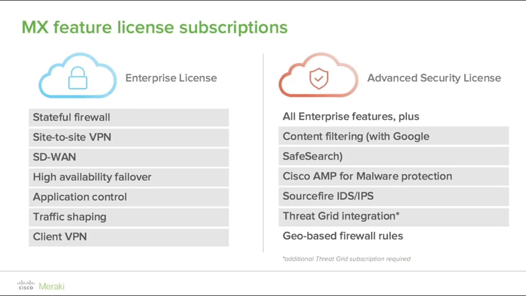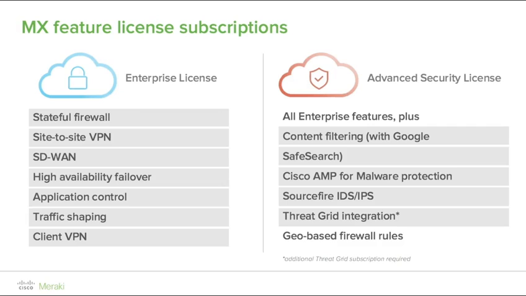The most important thing to know about these 2 licenses is that you must be running the same licensing level organization-wide. Now, you may have multiple networks within your organization and say, hey, I really want to run advanced security at my head office, but only enterprise out at the branches and for the teleworkers. Well, you're not able to do that. All MXs in the organization must be licensed to either all enterprise or all advanced security.